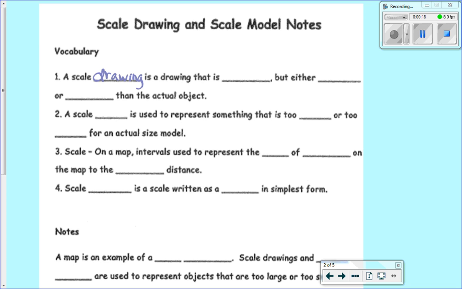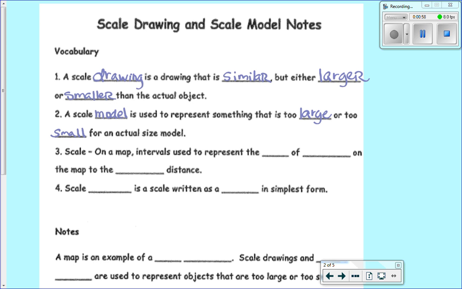is a drawing that is similar, but either larger or smaller than the actual object. So similar, we're still talking about similar figures, okay? A scale model is used to represent something that is too large or too small for an actual size model.